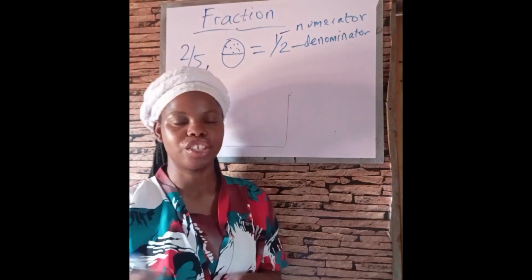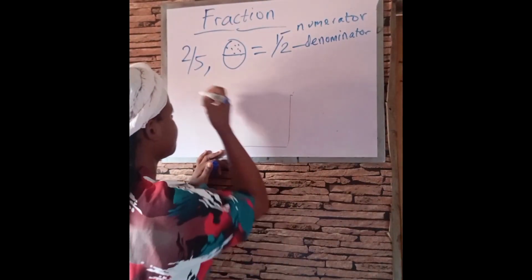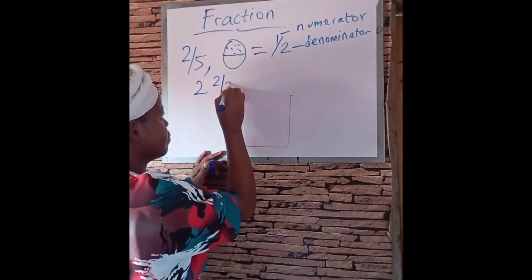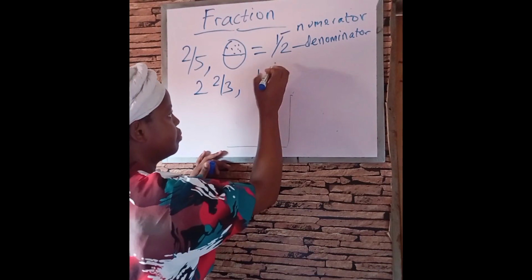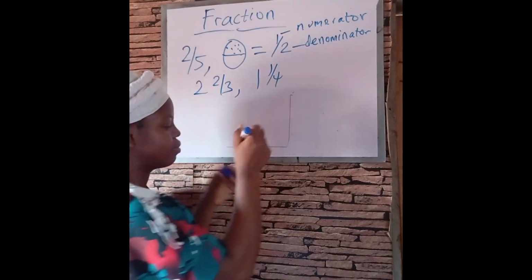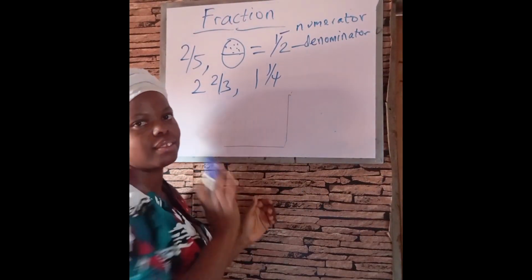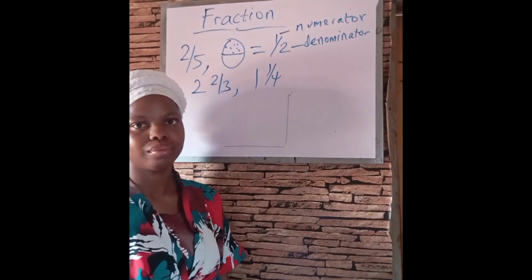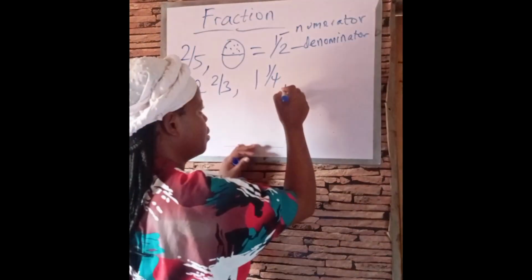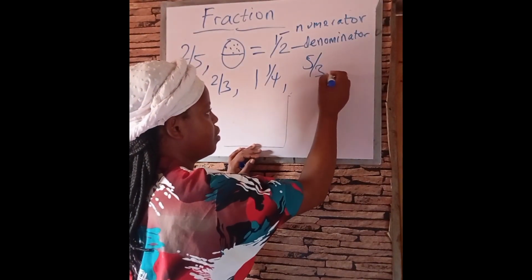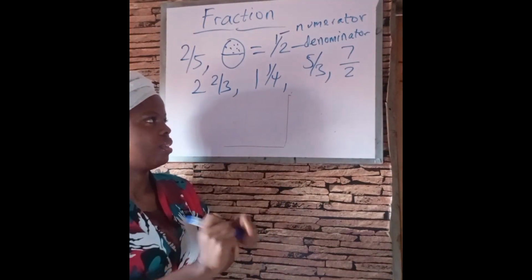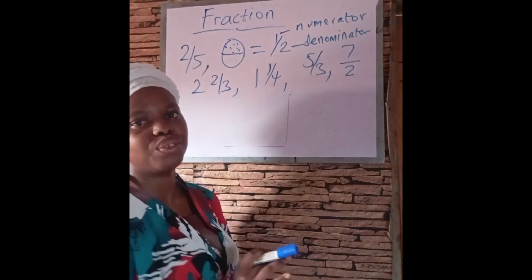You can also have other fractions that look like this. These are mixed fractions. These are improper fractions, so we still get to that part.